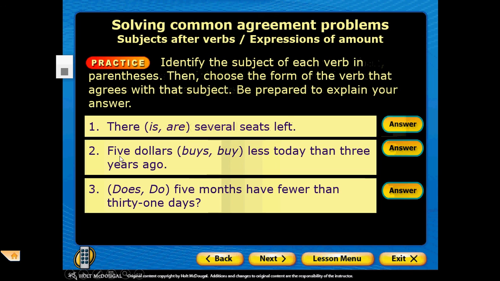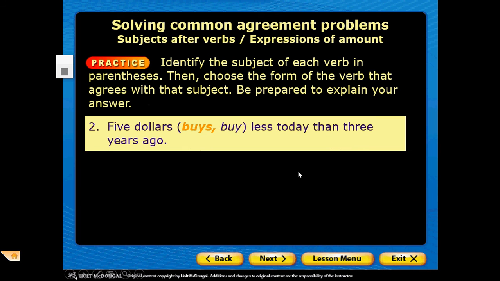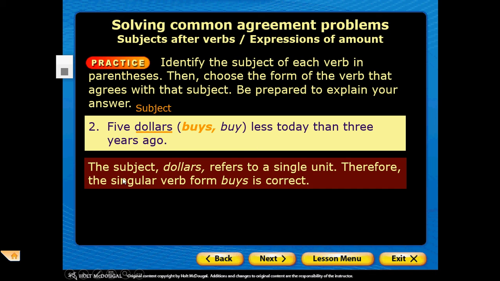So let's go to number 2. $5 buys or buy less today than 3 years ago. This is a bit tricky, because here we are talking about a $5 note. So can we say buys or buy? We have to say buys. Very good. Let's check. The subject dollars refers to a single unit, therefore the singular verb buys, because normally we have a $5 note.